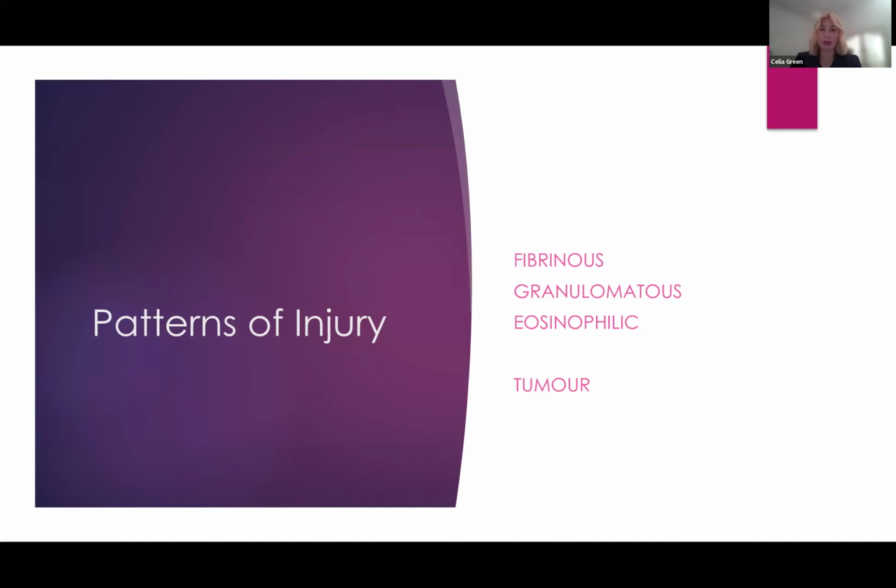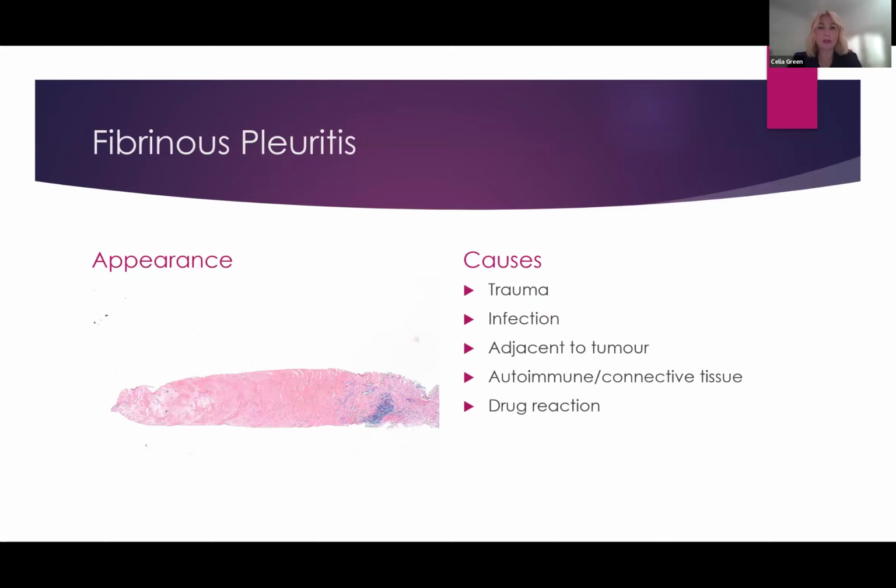So I want to talk about the patterns of injury that you're going to see, what you should consider, and why they're patterns rather than diagnoses. So the most common one you're going to hear is a fibrinous pleuritis, and I always have arguments with Gary about whether this is a diagnosis or not, because essentially this is the most common reaction pattern that we're going to see. And there are a million causes. It's a little bit like ARDS, you can list almost anything that can cause a fibrinous pleuritis, but trauma, infection, you can get it adjacent to tumor, connective tissue disease, autoimmune diseases, or even drug reactions.